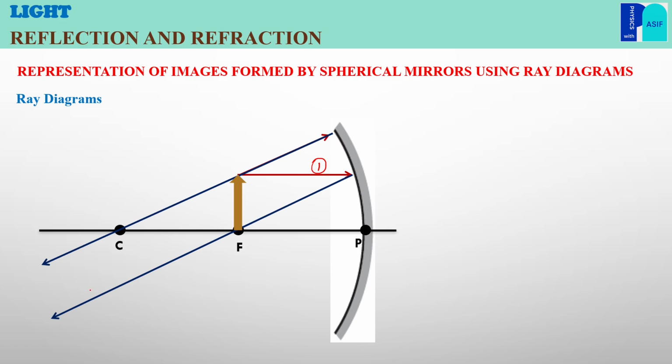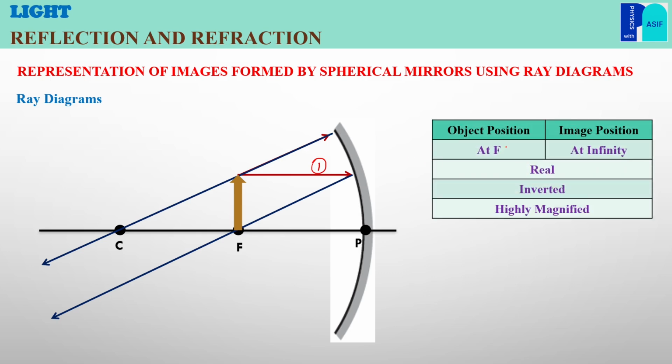And if you observe these two rays, they are parallel after reflection. Therefore, the image cannot be caught, and if you extend these two rays behind the mirror, again they will go parallel. Therefore, we cannot get either the real image or the virtual image. So in this case, the object is at the principal focus and the image is formed at infinity. We assume that the image that is formed at infinity is real, inverted and highly magnified.